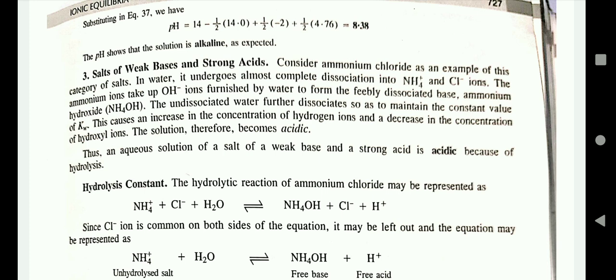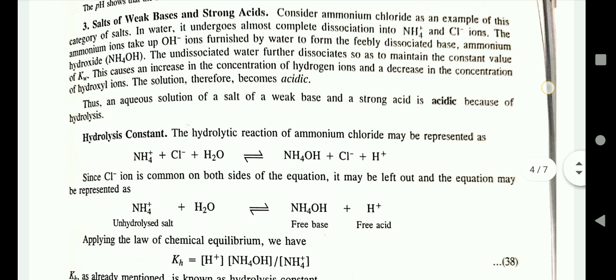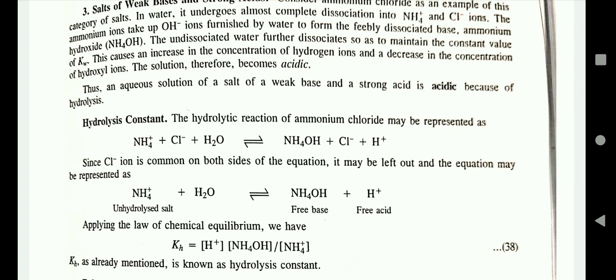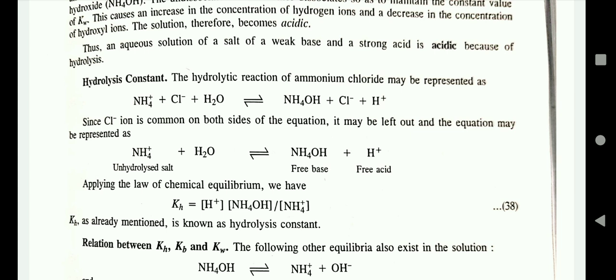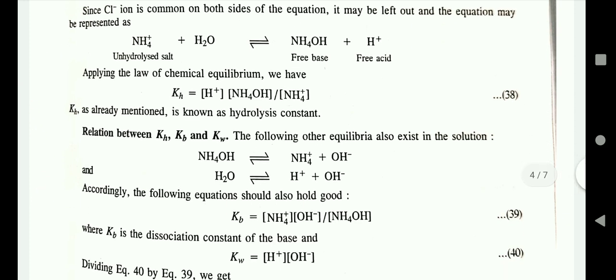This causes an increase in the concentration of hydrogen ions and a decrease in the concentration of hydroxyl ions. The solution becomes acidic. An aqueous solution of the salt of a weak base and a strong acid is acidic because of hydrolysis. The hydrolytic reaction of ammonium chloride may be written as follows. Since the chloride ion is common on both sides of the equation, it may be left out, and the equation may be represented as follows. Applying the law of chemical equilibrium, Kh, as already mentioned, is known as the hydrolysis constant.